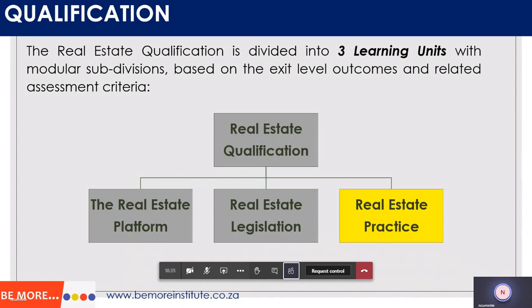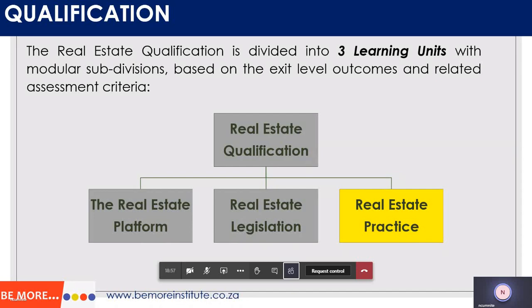So basically, it's about how you practice. You've been told about the platform, what is out there. You've been told about the various legislation that govern what happens in this area. Now we are looking at when you actually are running your business, what are the important things that you need to look at?